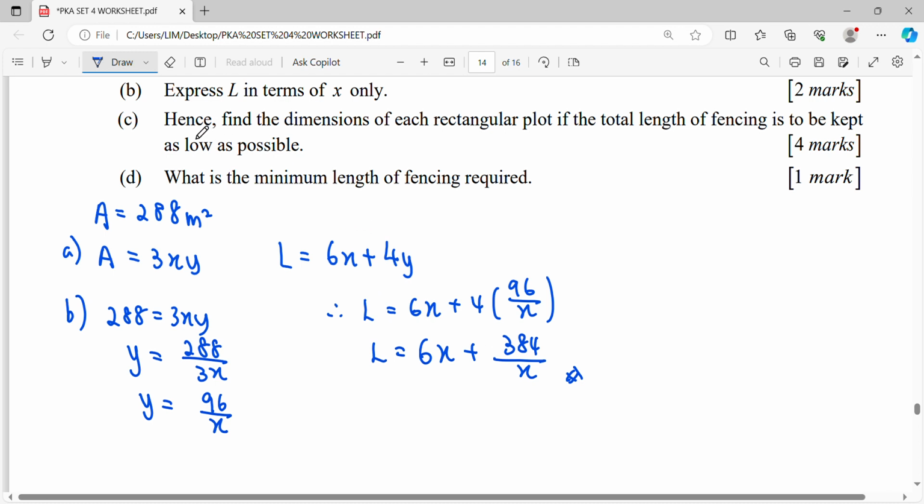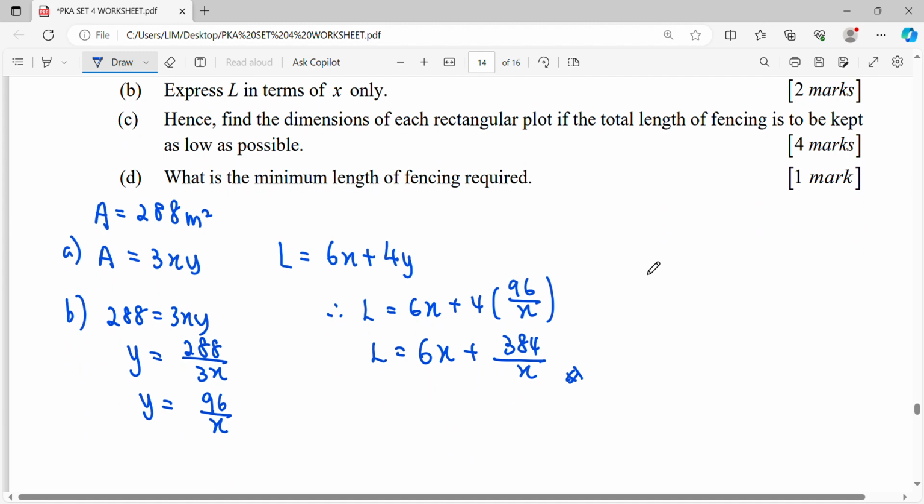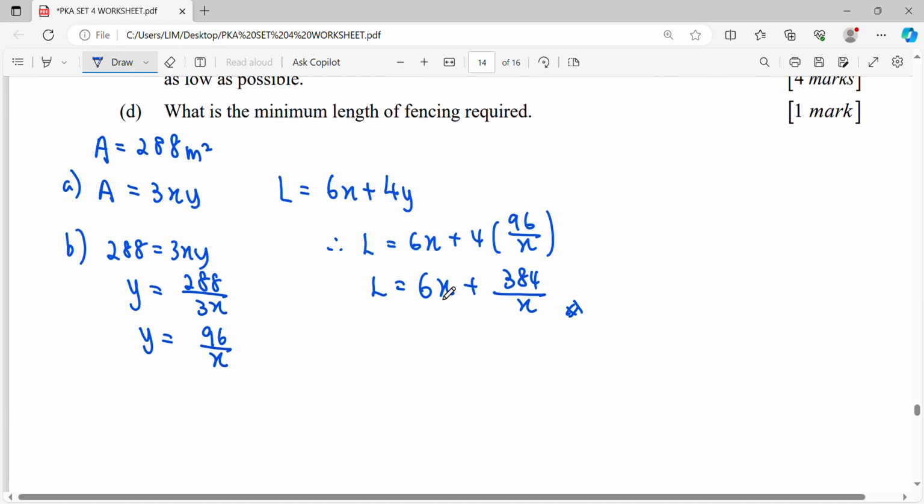Then question C, hence find the dimension of each rectangular block. Dimension means what is your x, what is your y. You have to state out what's your x and what's your y, if the total length here is to be kept as low as possible, meaning this is a minimum case. We want to make it as minimum as we can. So for question C, take the equation, we do it as an optimization problem. So when we have x in the denominator, we put it up with power -1. So try to differentiate and verify it is a minimum case with x.